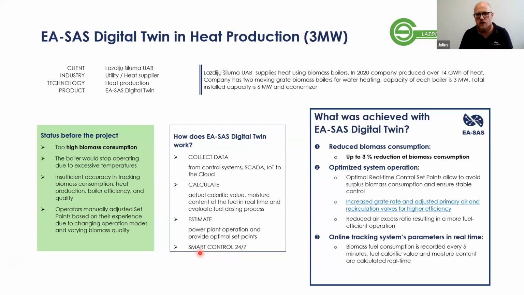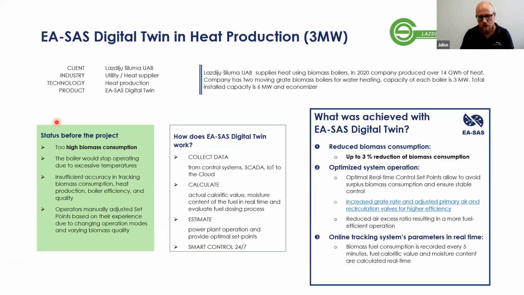The first one would be a heating utility with a moving grate power plant. Take note that it's a 3 megawatt power plant. As I said, we mostly work with 5 megawatts and up, but this was a newer power plant from 2019, so it had the capability to output the data. The problem is the automation part. In most cases, the first problem is too high biomass consumption, so they want to fix that.